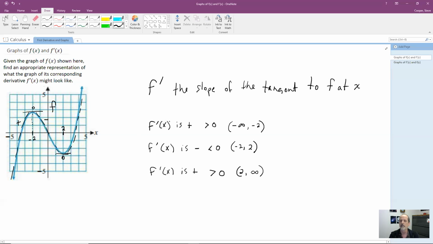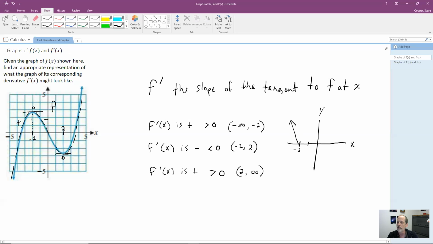So just taking this information, I'm not going to draw an exact graph, but it just says an appropriate representation of what the graph might look like. So let me get my xy axis drawn here. And what do we know about f prime? Well, we know it's positive, meaning it's greater than 0 up to -2. Well, f prime of x being greater than 0 means it's above the x-axis. Y is positive. So whatever's going on here, f prime is going to look like this.